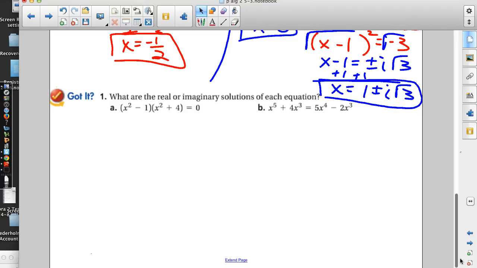1a says, what are the real or imaginary solutions of each equation? And we have x squared minus 1, in parentheses, x squared plus 4 equals 0. I'm thinking, they helped us out. But one of these can still be factored. First set or second set? First set, this is a difference of 2 squares.